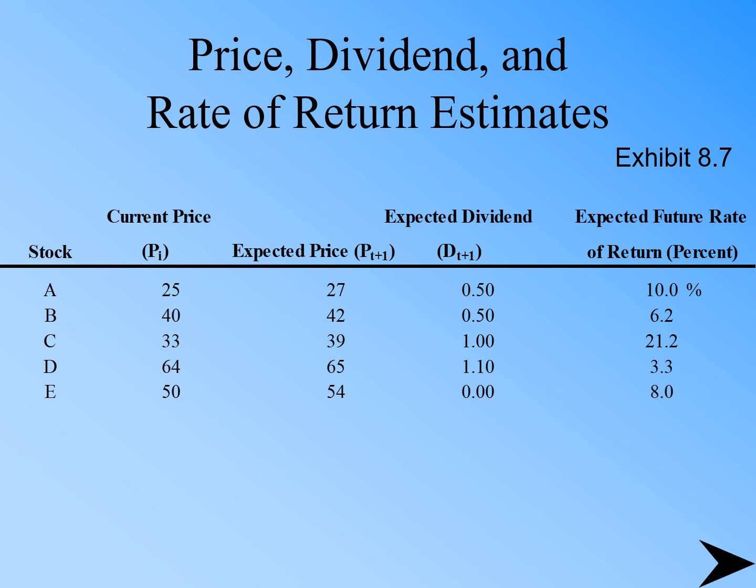We calculate this expected future rate of return by using the current price, expected price, and expected dividend. We simply subtract the current market price from the future price, as 27 minus 25, and divide it by the current market price. The difference is 2, so we divide 2 by the $25 per share. Similarly, we divide the dividend 0.50 by the current market price, and by adding up, we determine the expected future rate of return on stock A, B, C, D, and E.